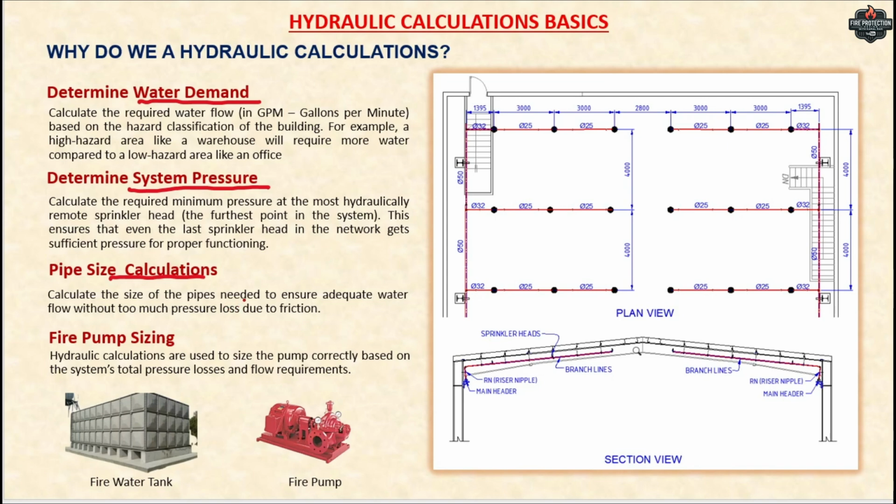So after getting all this data like water demand, system pressure and the pipe verification, the next step is to get the fire pump size, which is fire pump pressure and flow. And from the fire pump flow you can get the water tank capacity. So let's summarize. We do calculation basically to get total water demand, total system pressure, pipe size verification, and fire pump capacities like GPM and pressure.